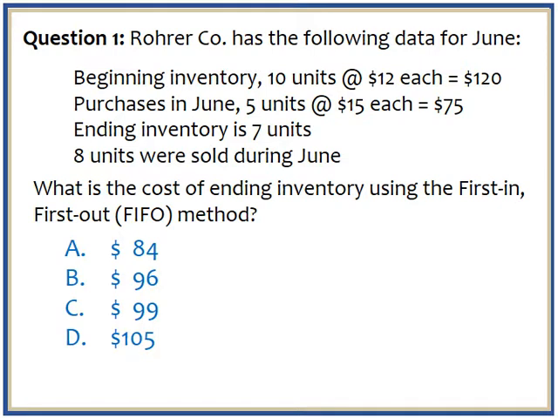The answer is $99. Ending inventory is from the most recent purchases since the first ones in are the first ones sold. We can take 5 units from purchases, but to get the cost of the rest of the units, 2 in ending inventory, 7 units in ending inventory less the 5 from purchases, we have to use the cost from the beginning inventory. We end up with our ending inventory using the FIFO method as being 5 units at $15 each plus 2 units at $12 each, or $99 total.